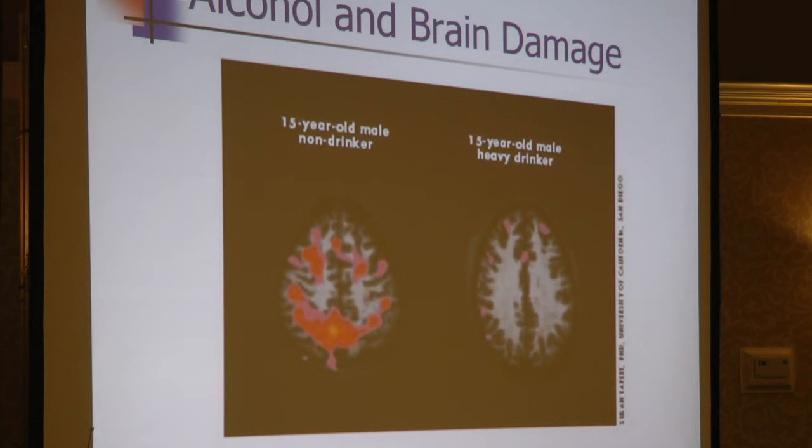Alcohol in the brain. This is a PET scan, once again, that shows a 15-year-old male non-drinker, which has multiple areas of his brain that are lit up with red, and I guess that's a pink color. Whereas a 15-year-old male who's a heavy drinker only has very sporadic areas of their brain that are lit up, showing that there has been definite damage done to this young individual's brain through the use of alcohol.